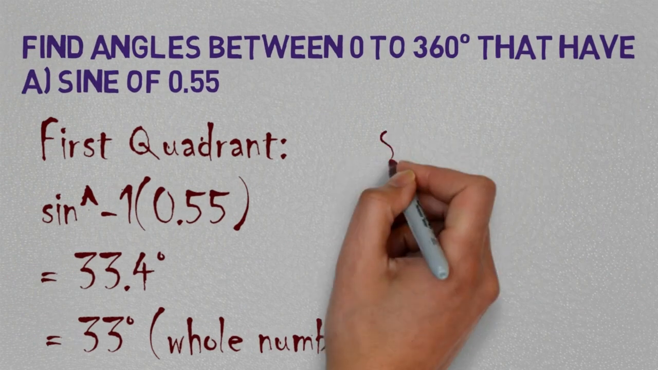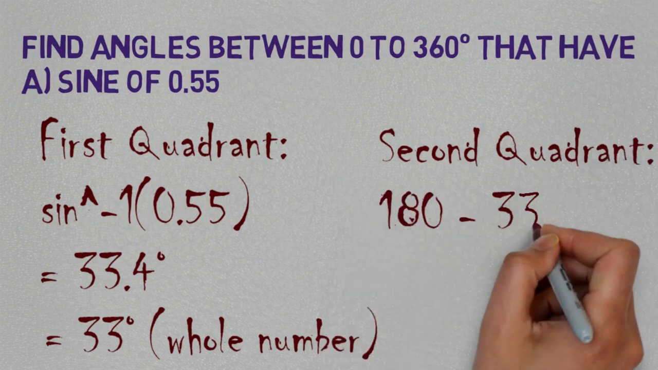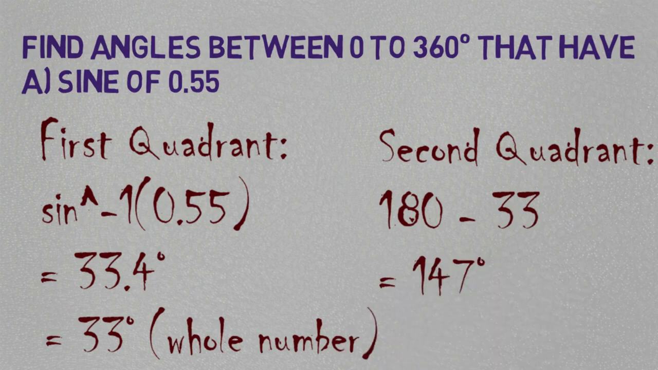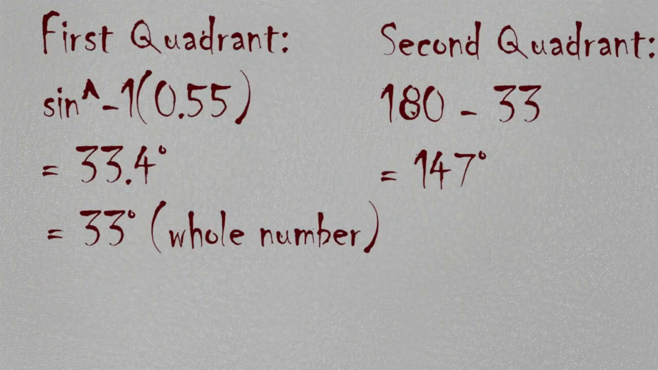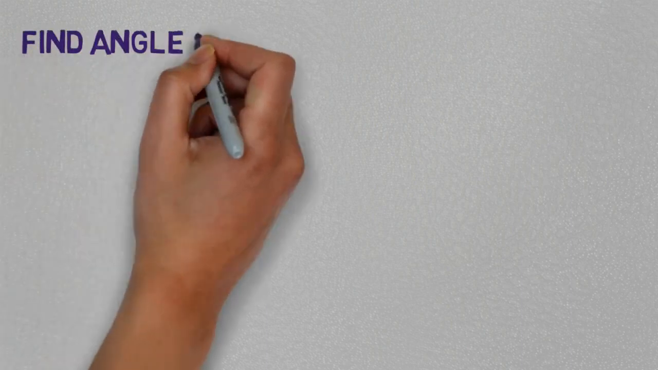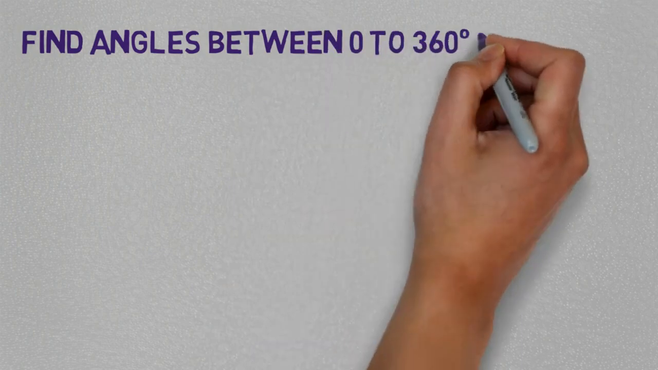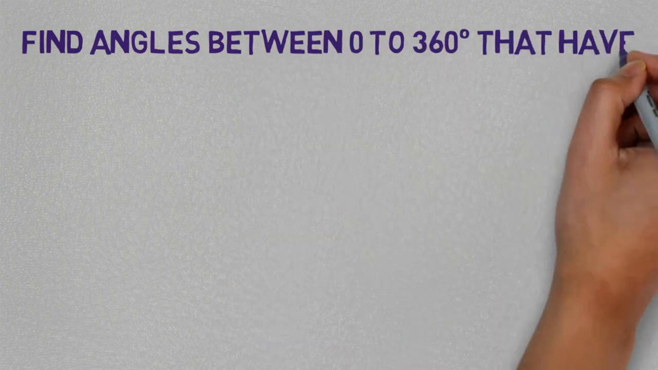So using this formula for the second quadrant, we can calculate it as 180 minus 33, which is 147. So the answer to this is 33 and 147. Now let's try another one, but a little different. Find all angles between 0 and 360 that have a tangent of minus 0.88.